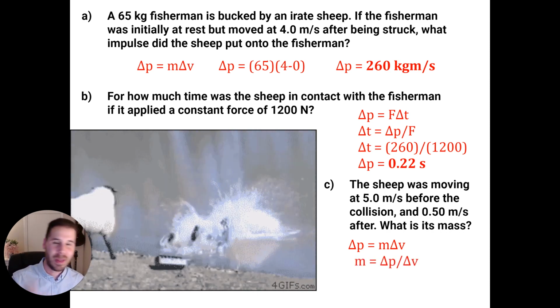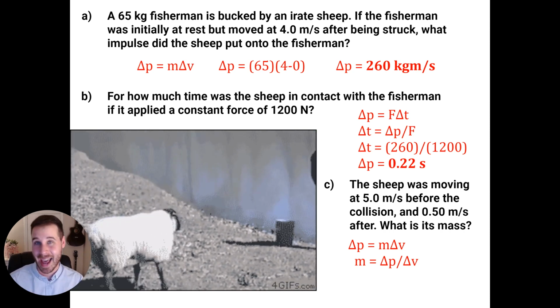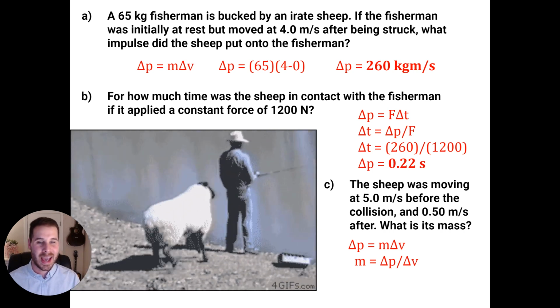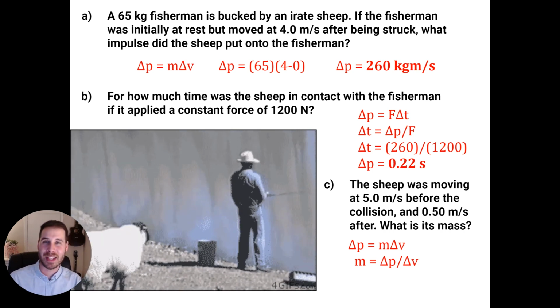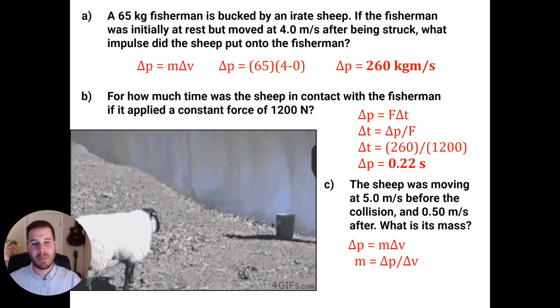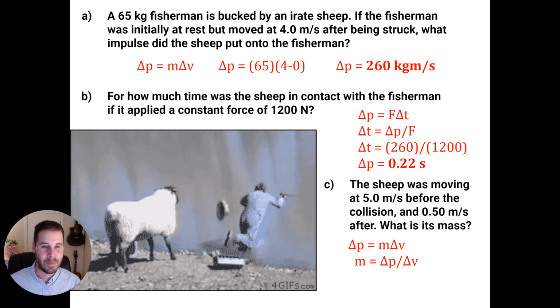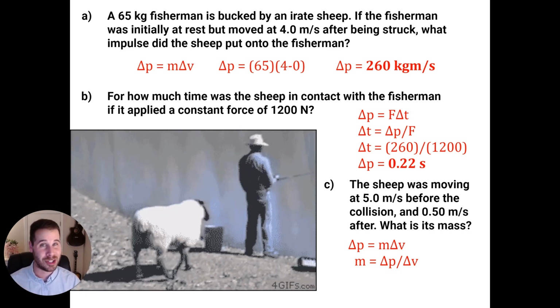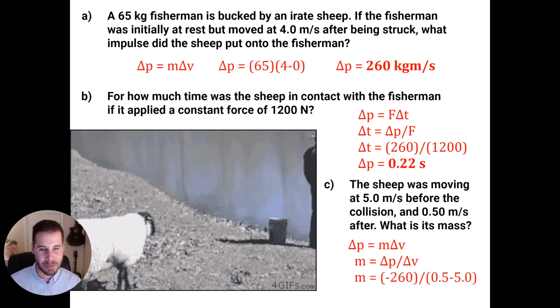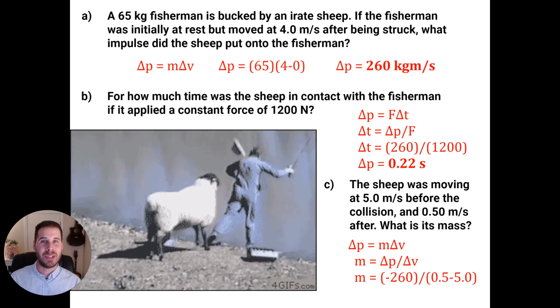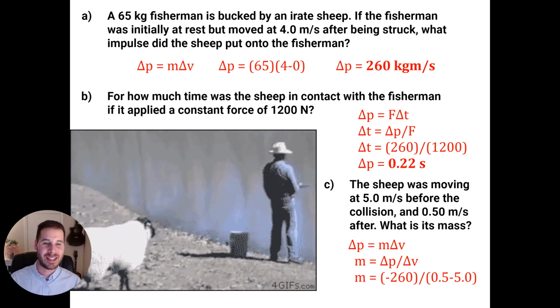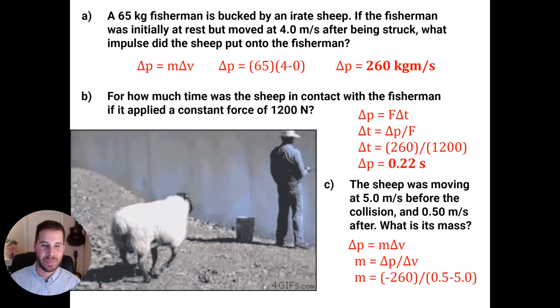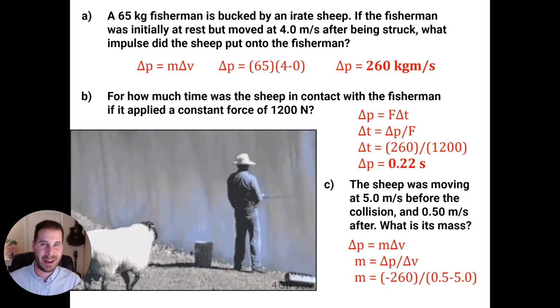So I'm going to flip this equation around to solve for the thing they asked me for, which is mass. It says mass equals change in momentum, or impulse, divided by delta V, change in velocity. And I'm going to plug in the information for the sheep, not for the man, because they're asking about the sheep. So what are these numbers? The delta P I'm plugging in as negative 260 kilogram meters per second. Why am I plugging in a negative number? Where did that come from?